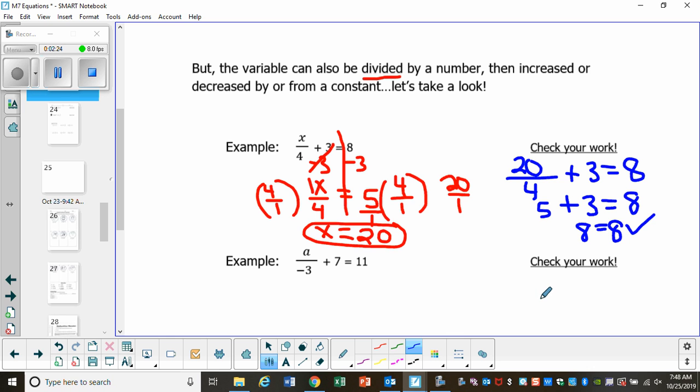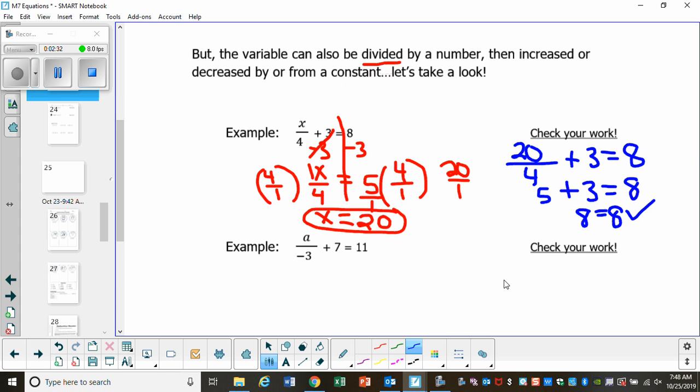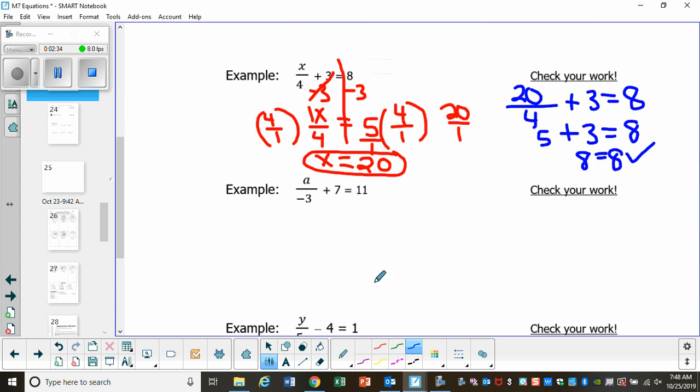We've done this correctly. Now remember, we're going to have negatives too, but the process is still the same. And if you're not good with your integers, you can always use your calculator. So for this next one, we've got a divided by negative 3 plus 7 equals 11. So we're going to drop our bar, and we're going to get rid of our constant. Our constant's positive 7. So we're going to subtract 7. 11 minus 7 is going to give us 4. We're going to bring down a divided by negative 3. I'm going to put the invisible 1 here. So this is 1 divided by negative 3.